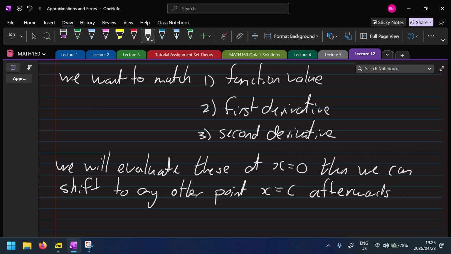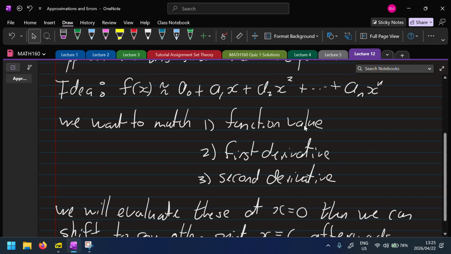Okay. So let's go ahead and do this. So firstly, we want to match the function value at 0. So on the left-hand side, we're going to substitute 0. So we have f at 0.